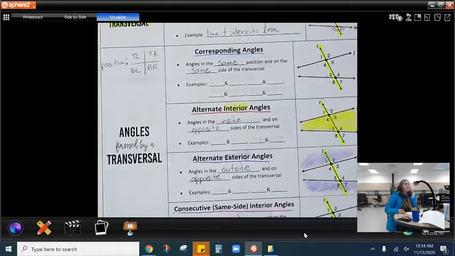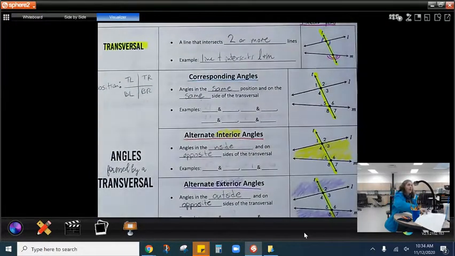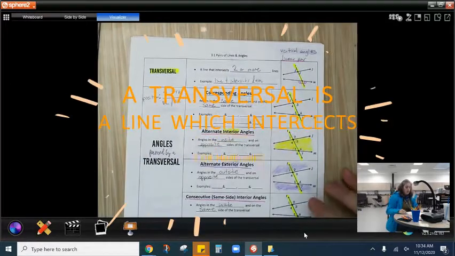As you can see up here, I need to zoom this guy out. Sorry. There we go. That's better.